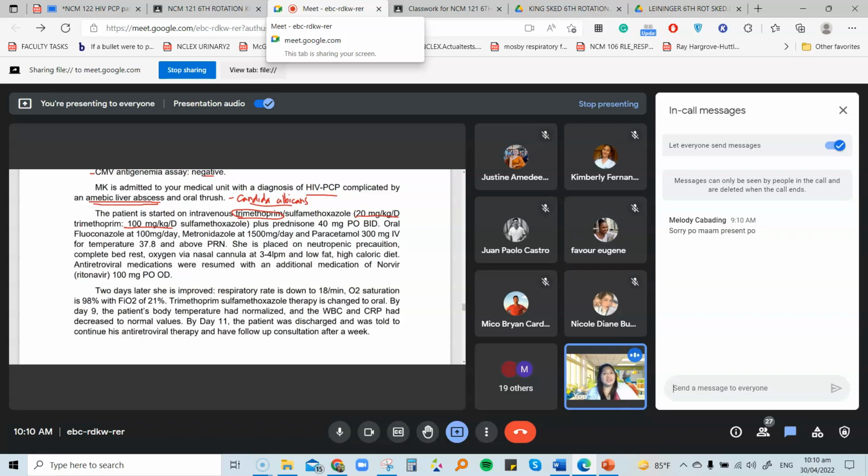And think about it, guys. Your client is already immunocompromised. Plus, you give your immunosuppressants. Anong ginawa mo sa immune system ng patient mo? You're adding insult to injury.